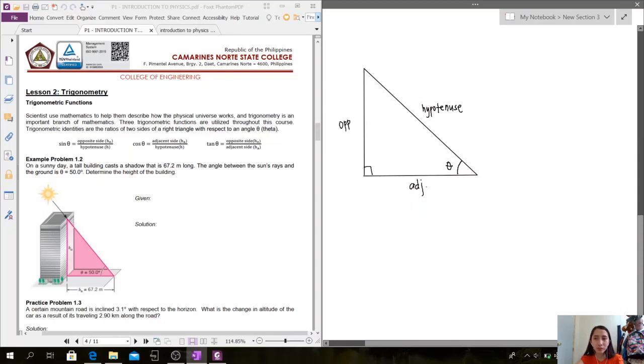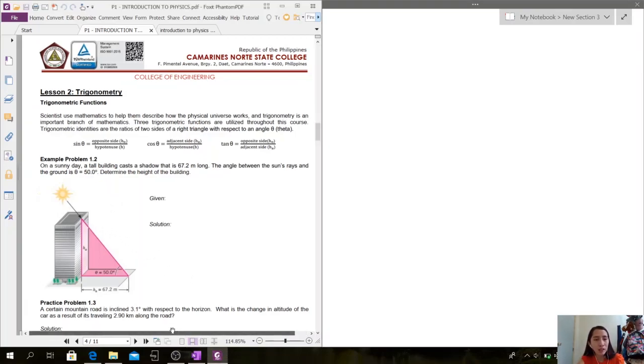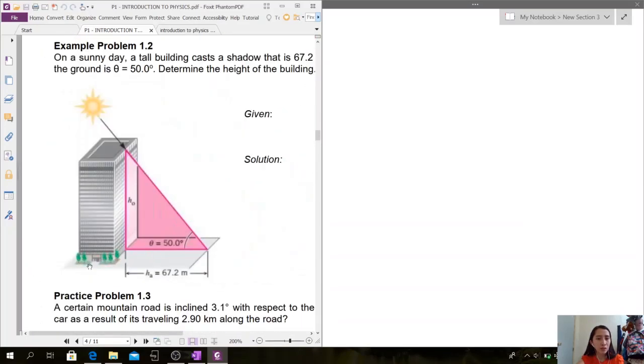So, let us have example problem 1.2. On a sunny day, a tall building casts a shadow that is 67.2 meters long. The angle between the sun's rays and the ground is 50 degrees. Determine the height of the building. Zoom lang natin yung figure.